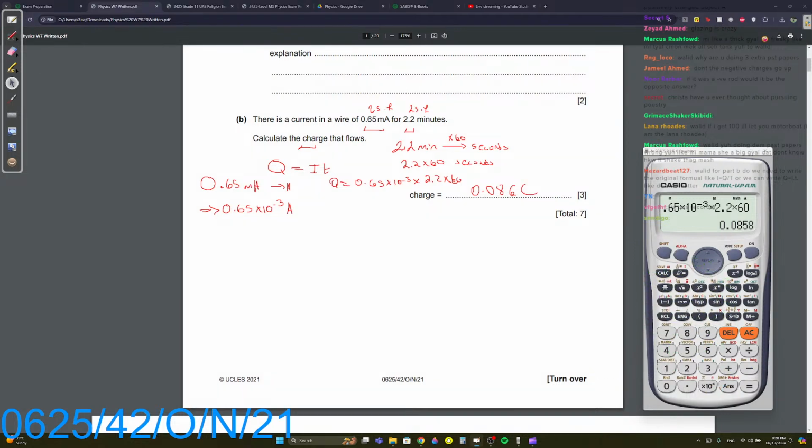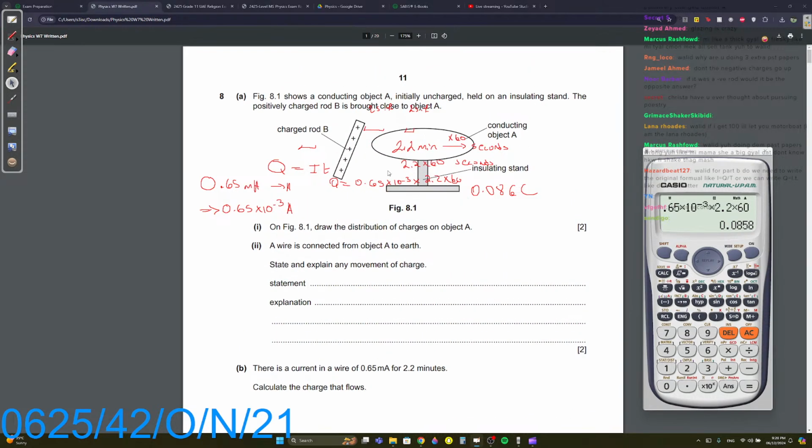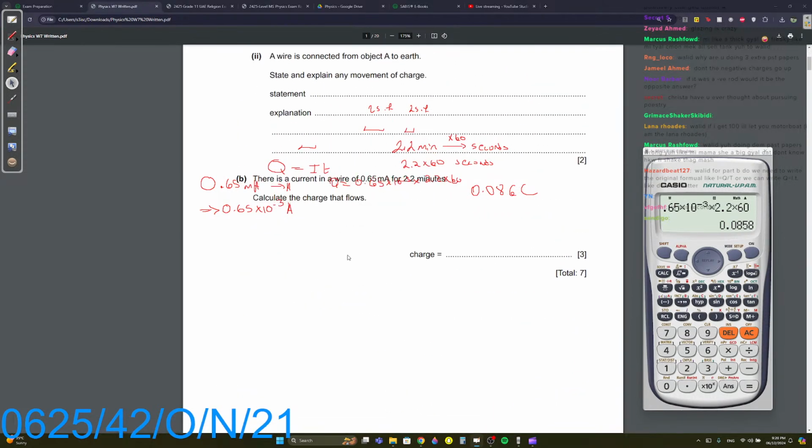If it was a negative rod, would it be the opposite answer? Yes, it would be the opposite answer. Good job.